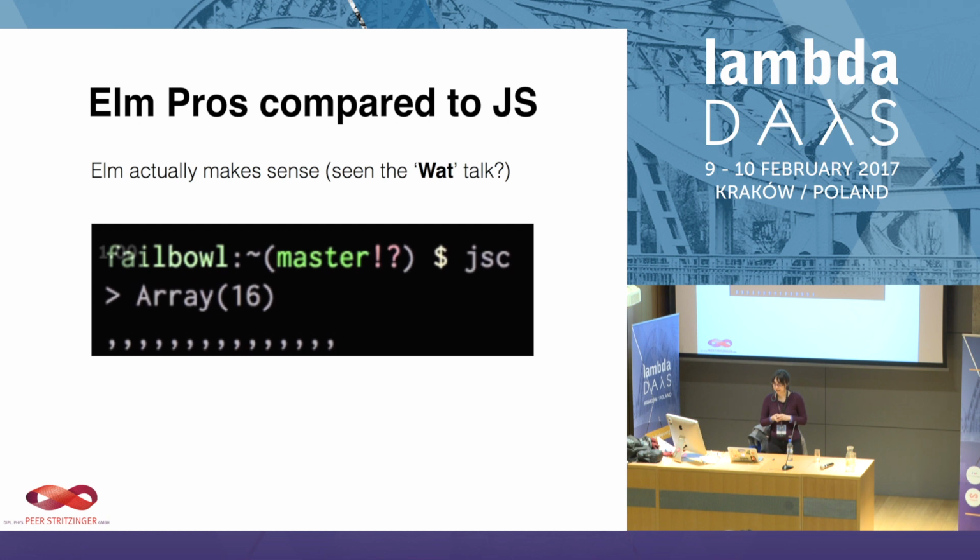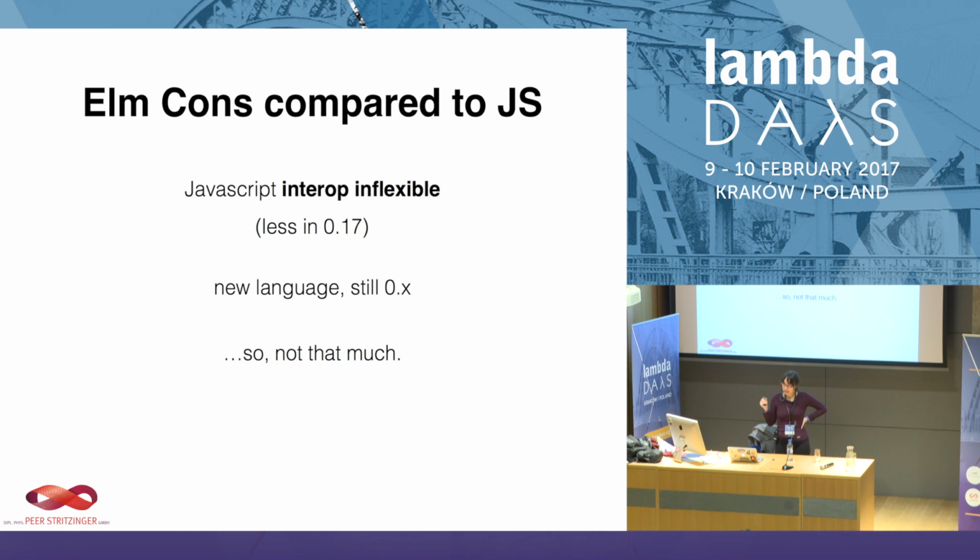And also, I don't know if you've seen the WAT talk about JavaScript. Someone has. So Elm actually makes sense as a language, while JavaScript, at the time of that talk, Array(16) would give you 16 commas in JavaScript. No idea why. And there are also a few cons compared to JavaScript.